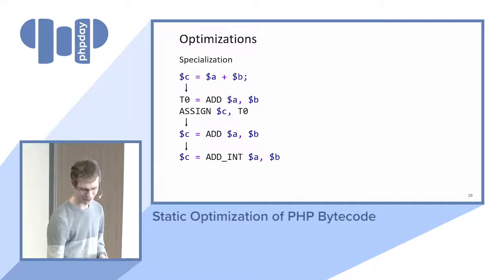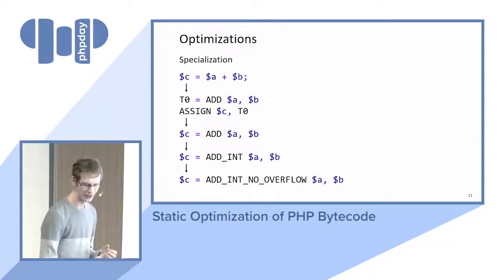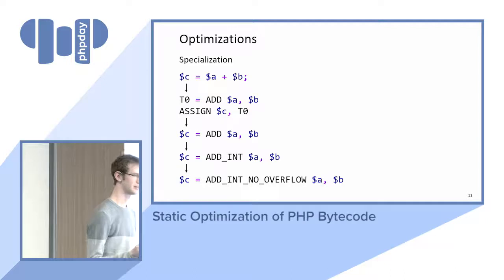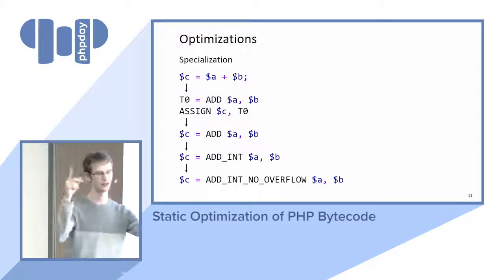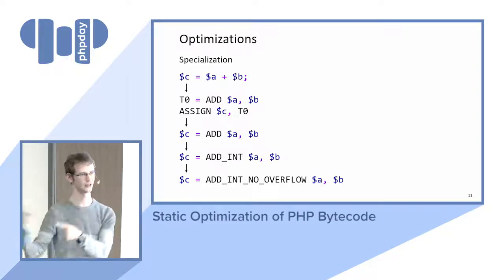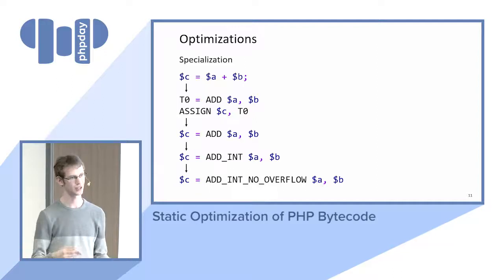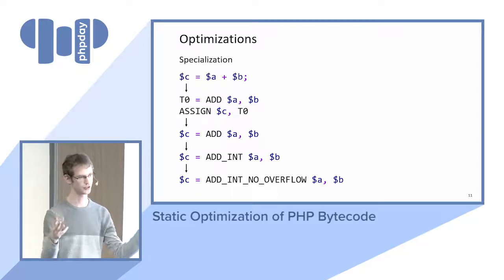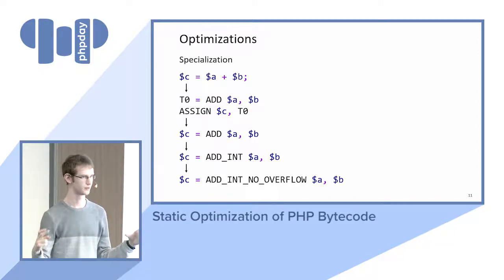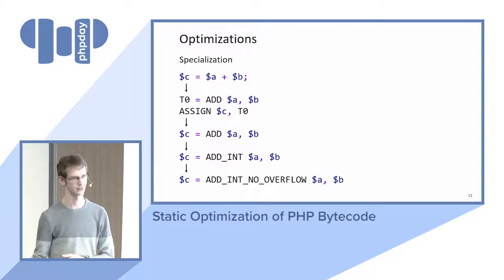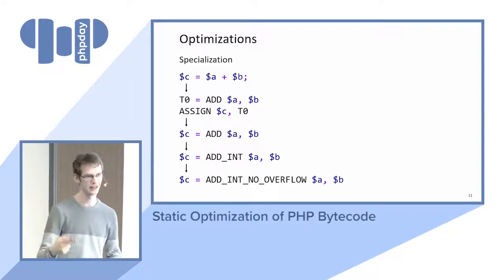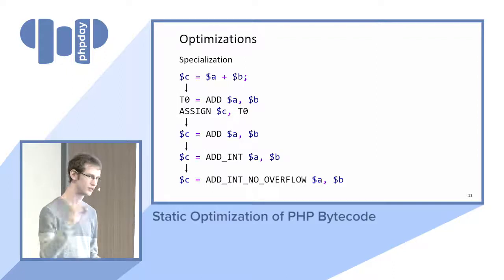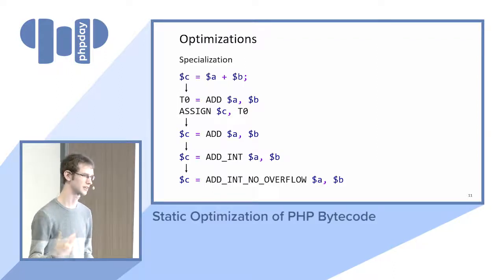And going one step further, we can also handle another special case like this, because in PHP, if you add two integers, you don't always get an integer as the result. It can also happen that if you have two very large integers, you add them together and the result no longer fits into a 64-bit integer variable, then you get a floating point number instead. So again, if we know in advance that that can't happen, we can use a specialized instruction that saves this kind of overflow check.